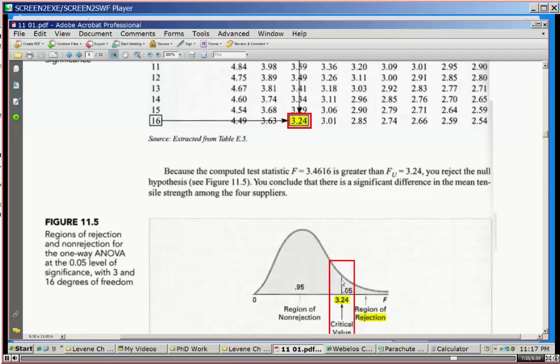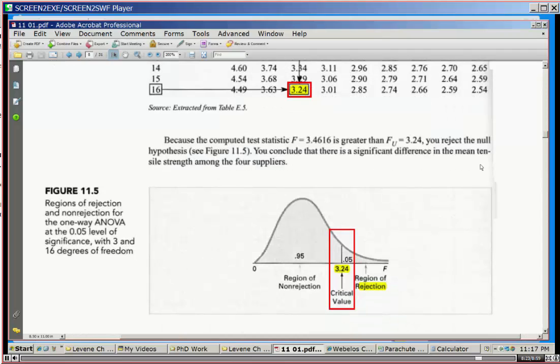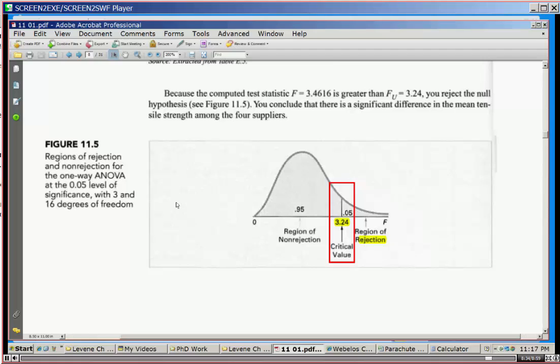This shows us that the critical value creates the region of rejection within which the calculated F ratio easily lands, 3.4616. That's right here. To the right of the critical value of 3.24 lies the calculated value of 3.46 in the region of rejection. Therefore, we can easily reject the null hypothesis right here. We now know, we conclude that there is a significant difference in the mean tensile strength among the 4 suppliers.